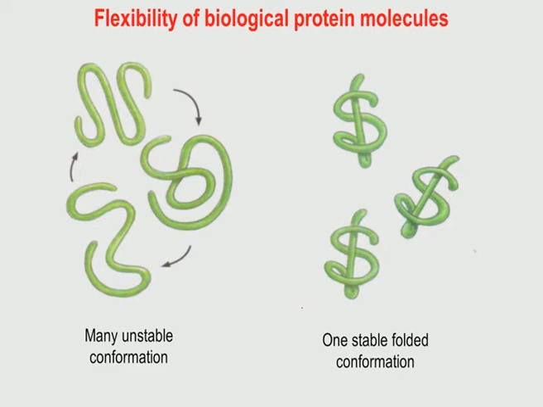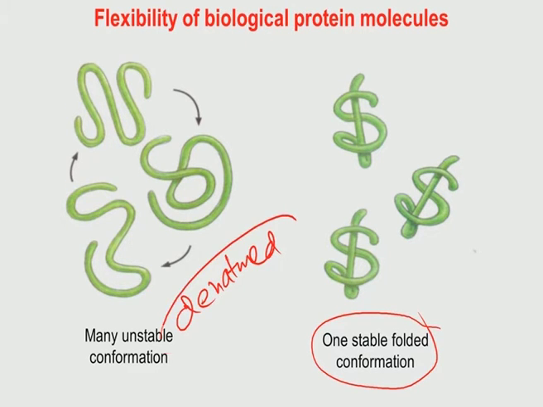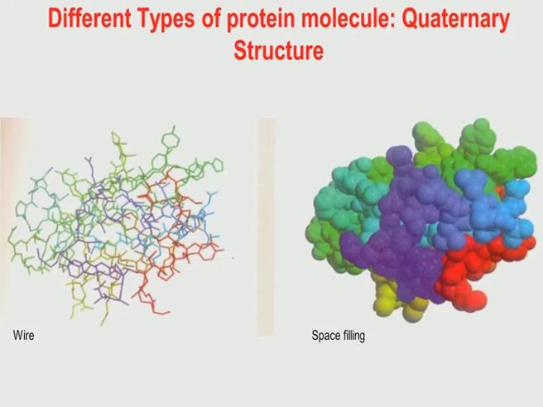Now, as far as the stability of protein molecules in a biological system is concerned, proteins are more stable in a folded configuration. The moment a protein gets straightened, it becomes very unstable. This is called the denatured state of a protein. Denaturing takes place when you add urea to a protein solution; it immediately gets denatured.